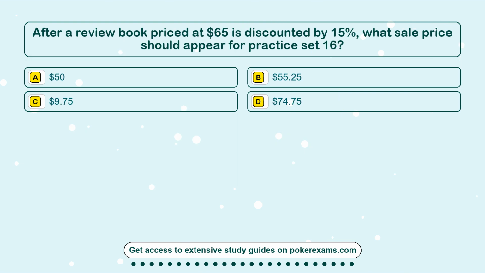Question 3. After a review book priced at $65 is discounted by 15%, what sale price should appear for practice set 16? Option A $50. Option B $55.25. Option C $9.75. Option D $74.75.